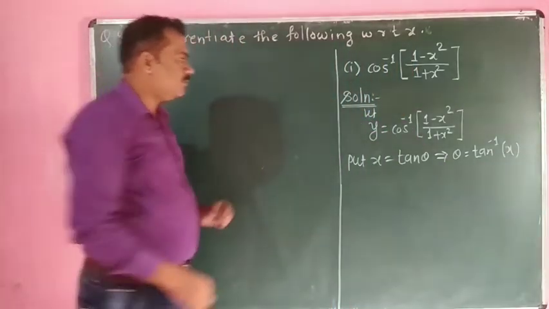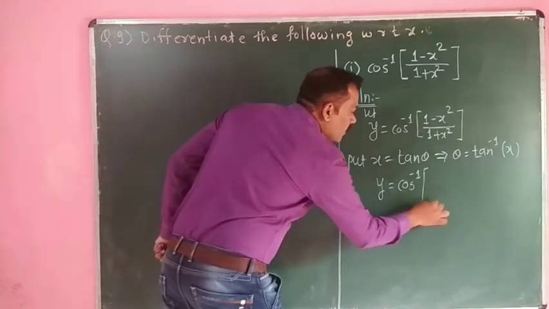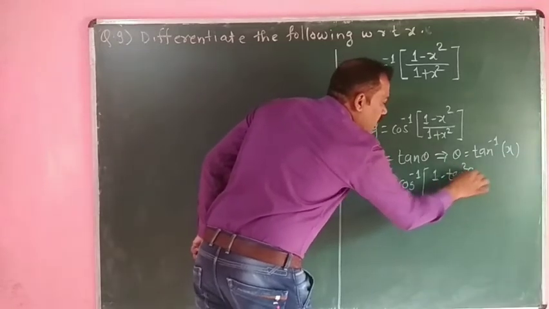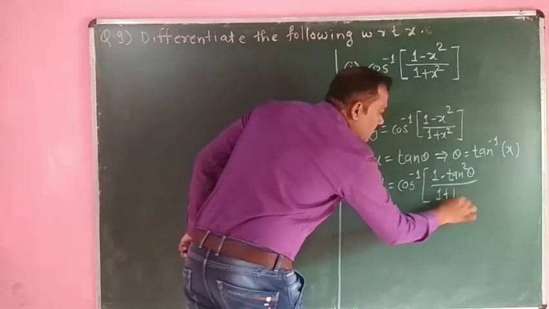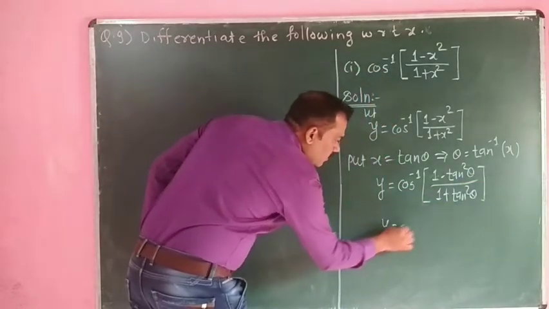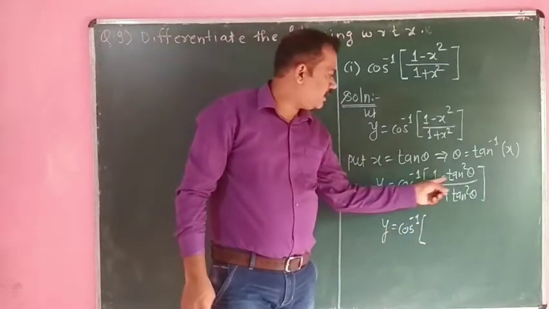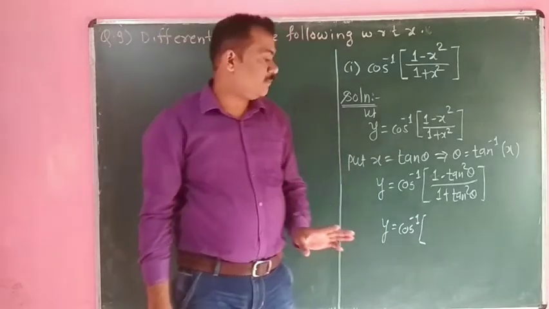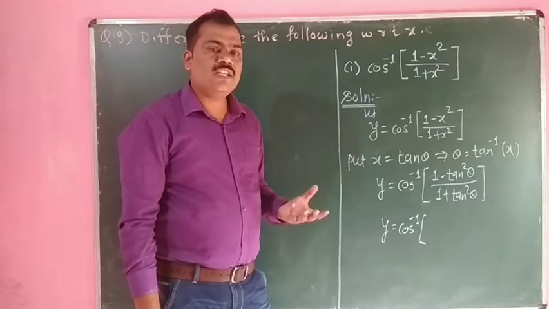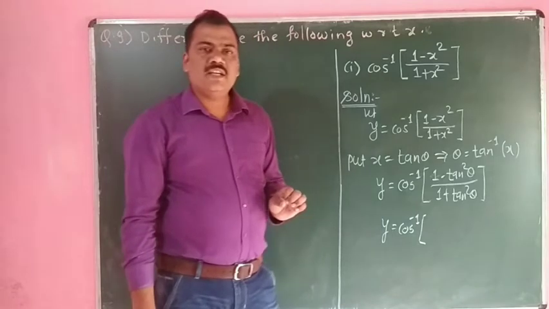By using this substitution, we get y is equal to cos inverse of 1 minus tan square theta divided by 1 plus tan square theta. We have to use the direct formula related to 1 minus tan square theta divided by 1 plus tan square theta. We have to know the formula related to cos 2 theta, that is cos 2 theta is equal to 1 minus tan square theta divided by 1 plus tan square theta.